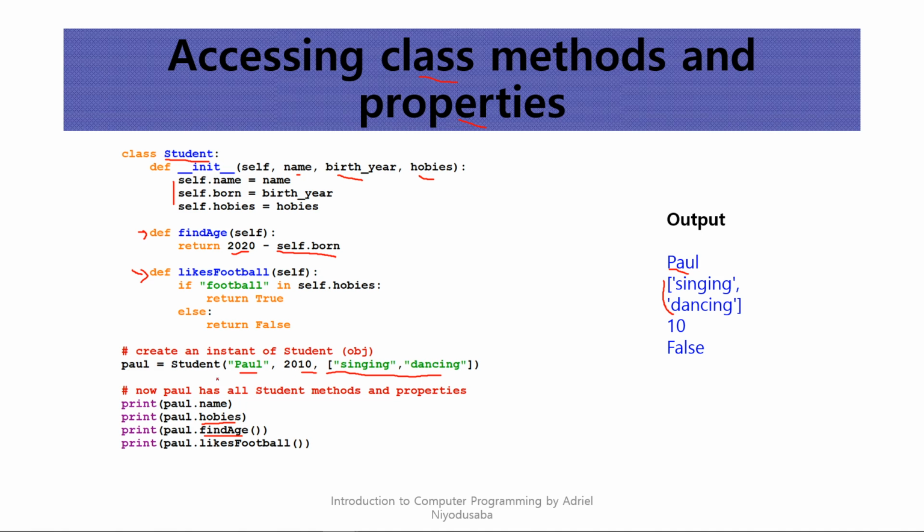Now there is Paul.likesFootball. It's a method which simply checks whether a person likes football, and the way it checks that is by looking in the list of hobbies and checking whether there is the word football. If that word is in hobbies, we return true, otherwise false. In this case, this person just likes singing and dancing, so there is no football, and we return false.